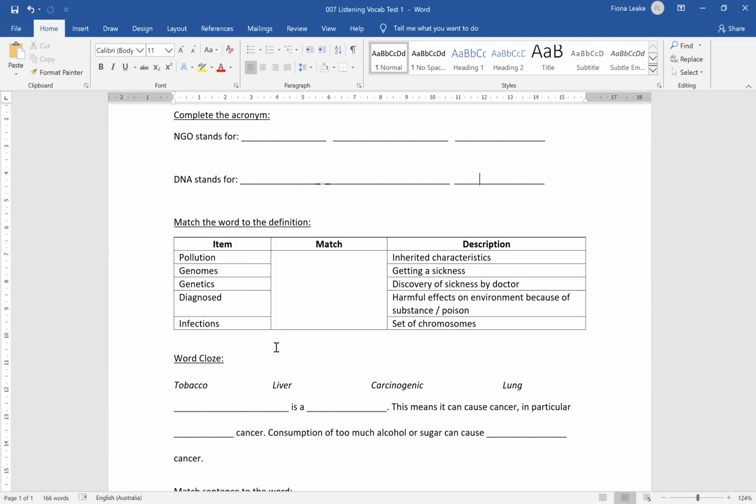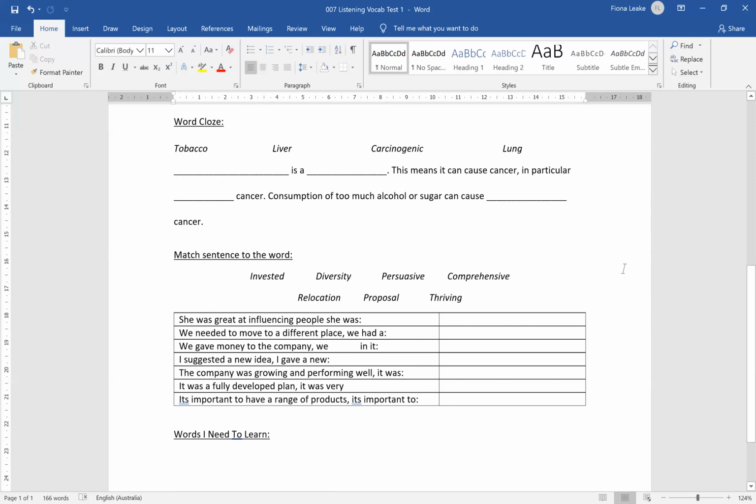Inherited characteristics, getting a sickness, discovery of sickness by doctor, harmful effects on the environment because of substance or poison. Finally, set of chromosomes. So chromosomes being those little bits and pieces that are in your body.